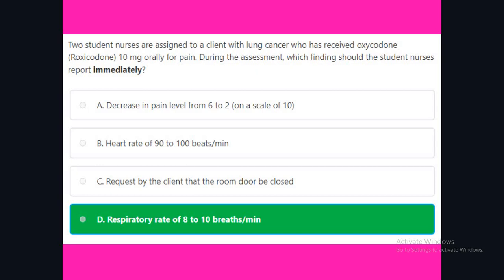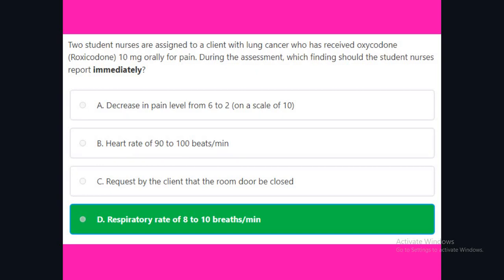Two student nurses are assigned to a client with lung cancer who has received oxycodone 10 mg orally for pain. During the assessment, which finding should the student nurses report immediately? Now you look at this word, immediately, it shows that it is a priority question. Now you have to prioritize all the four options. Right. First one is decrease in pain level. So a decrease in pain level from 6 to 2, this is a good thing, right? Or this is the expected outcome of the pain medication.